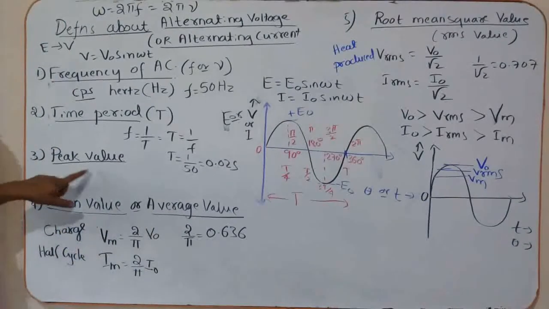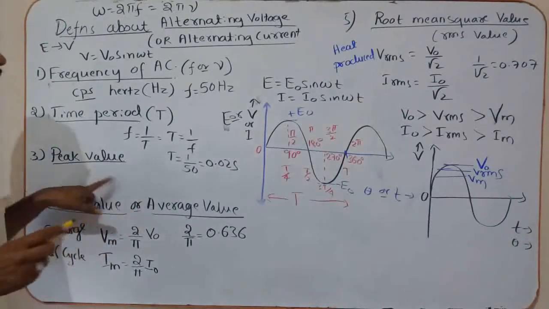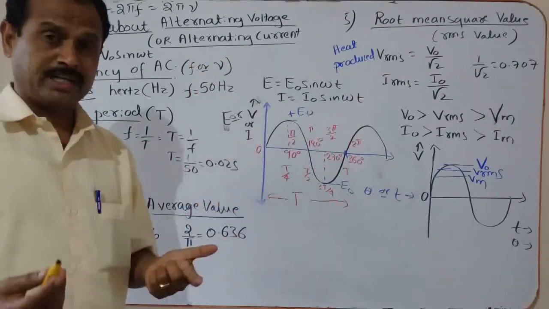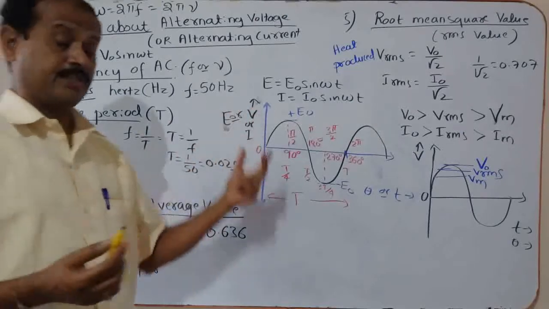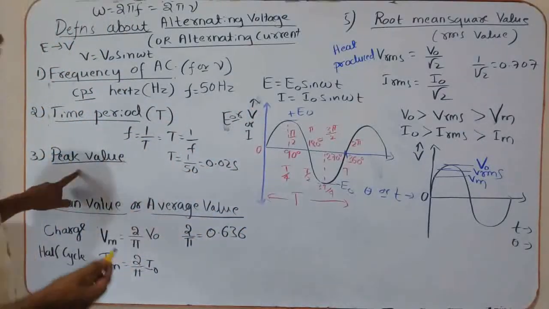Then you have the peak value, the maximum value of voltage or current. For alternating current, the maximum value attained in either half cycle of AC is called the peak value.